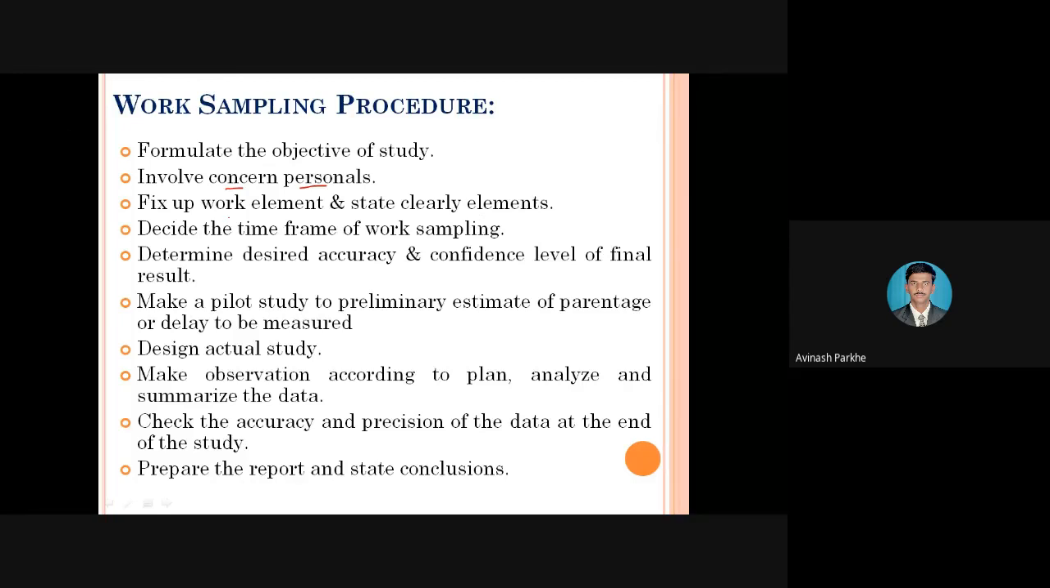So what is the first requirement? Fix up the work element and state the elements clearly. So whatever the number of tasks we have to perform, first of all we have to decide, and according to that we have to go for the number of observations. If your task is not ready, if your sequence of operation is not ready, at that time it is not possible to go for the number of observations. So first of all we have to fix up the work element, which work we have to perform, and we have to clearly state that these are the 5 activities I have to perform in this much amount of time. So the third step indicates that fix up the work element and state the elements clearly. Whatever the number of tasks we have to perform, that we have to decide.